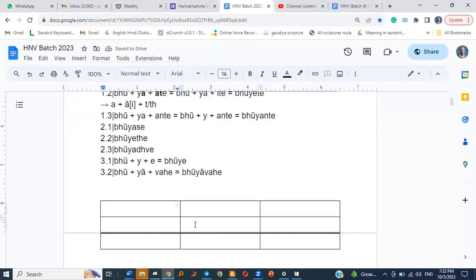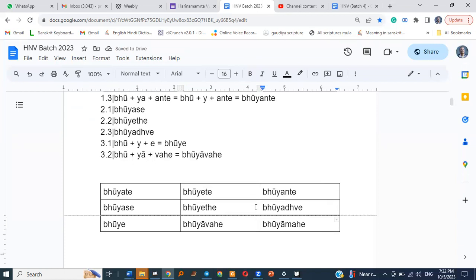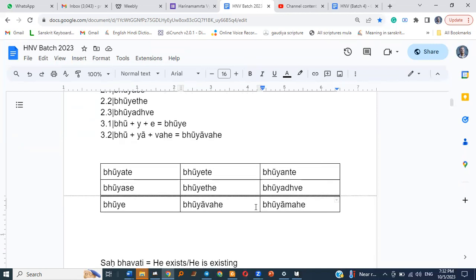Okay, so these are the Atmanepada forms for the Karmani, the Vartamana Lat lakara. Bhuyate, Bhuyete, Bhuyante, Bhuyase, Bhuyethe, Bhuyadhve, Bhuye, Bhuyavahe, Bhuyamahe.